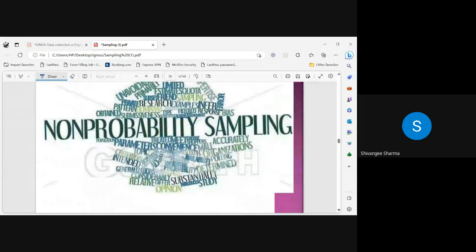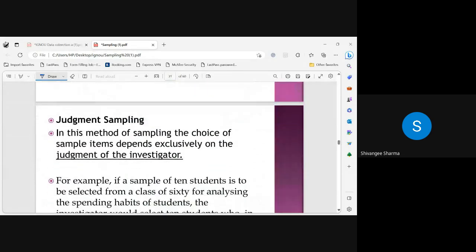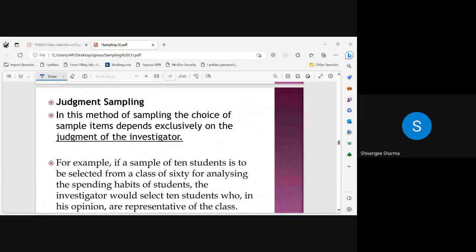The next topic is non-probability sampling, which is judgment sampling. In this method, the choice of sample items depends exclusively on the judgment of the investigator, right? So whatever research you are doing, the choice of sample will be the researcher's.